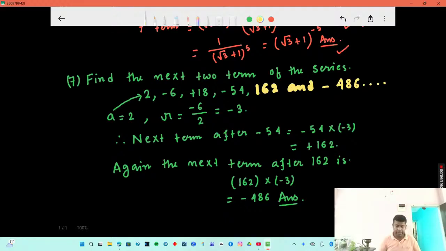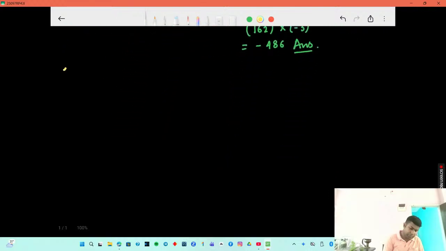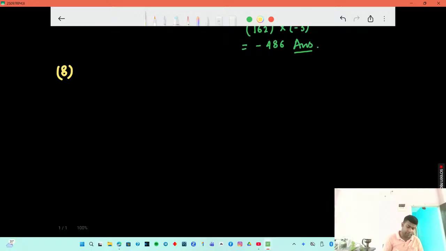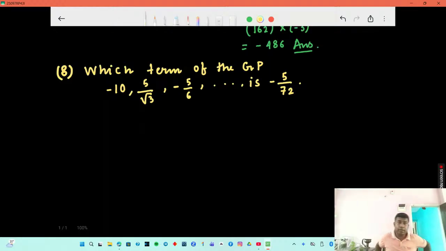Now the question is given as. Now I will jump to the next question, and the question is given as: which term of the GP minus 10, 5 by root 3, minus 5 by 6, and so on is minus 5 by 72. So here we have to find the value of n.